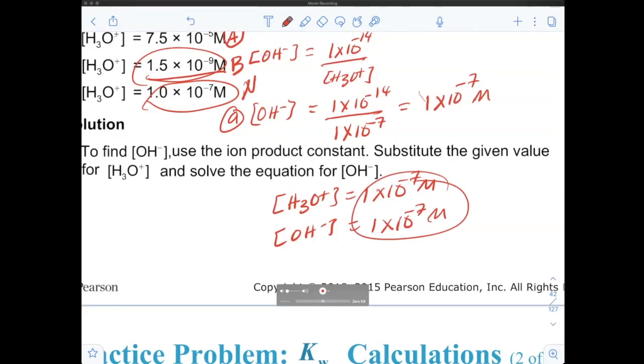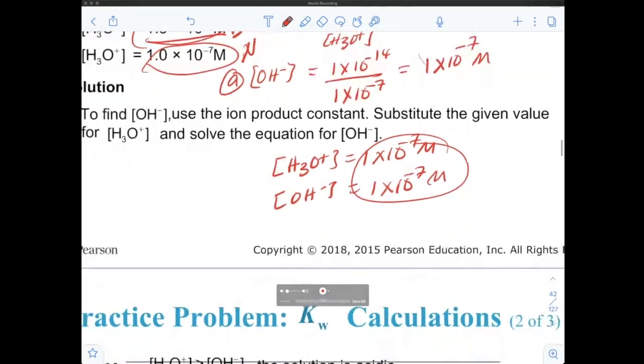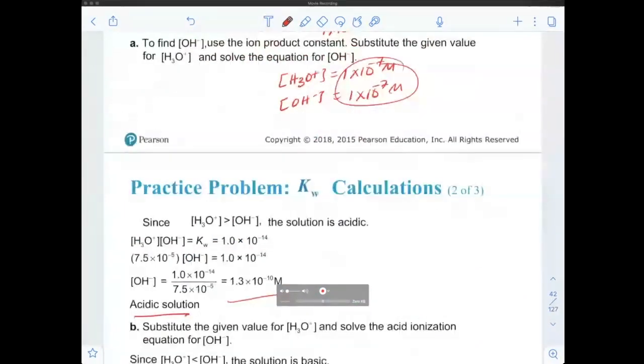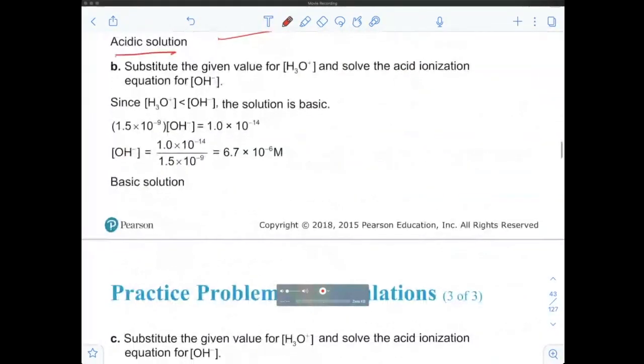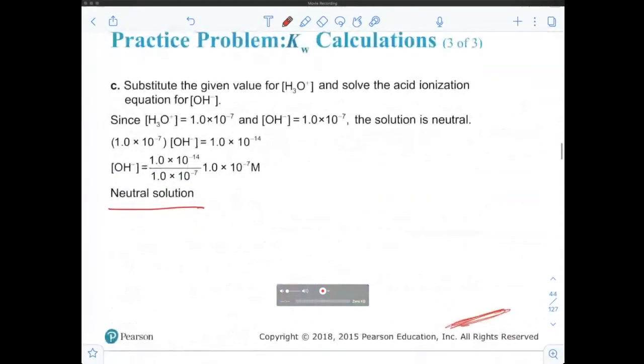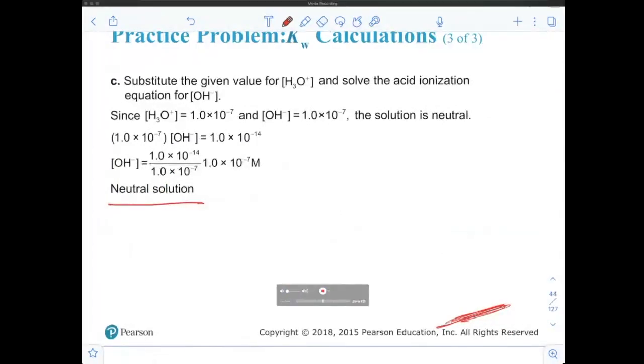They're trying to give you the experience, the acid question experience, the base question experience, and then the neutral question experience. Basic solution, neutral solution, the end. So this is the end of chapter 16, part 2. Okay, I'll be back for the third part.